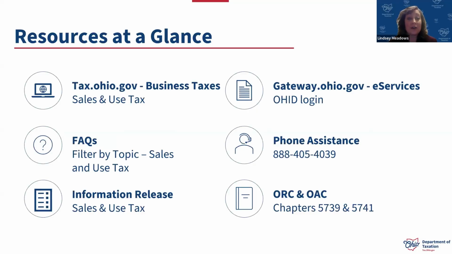We do have a variety of resources available at tax.ohio.gov. We have a robust FAQ section that can answer the majority of general taxability questions or process questions. They are categorized by sales and use tax. If you do have employer withholding questions, they have a section as well. We have a section for information releases available to the public on rulings about particular tax questions.